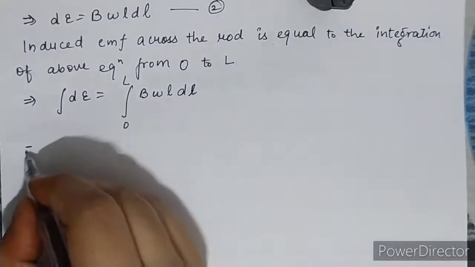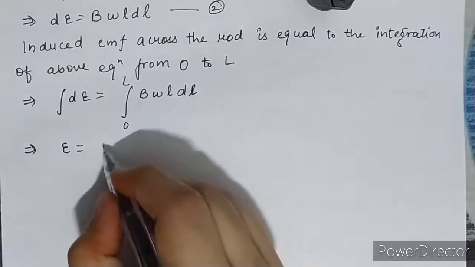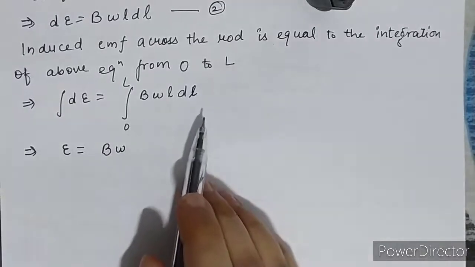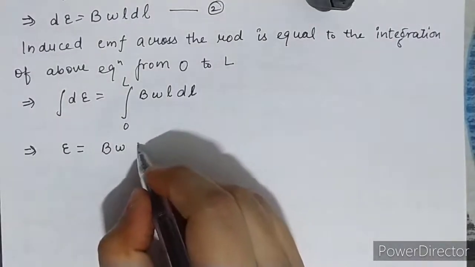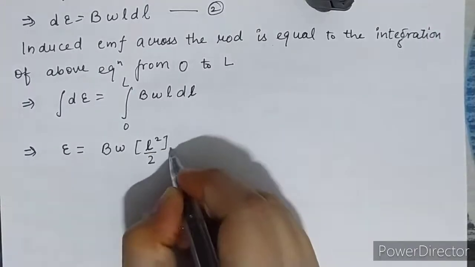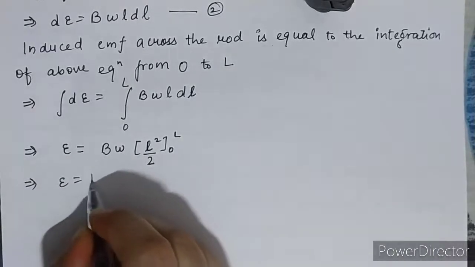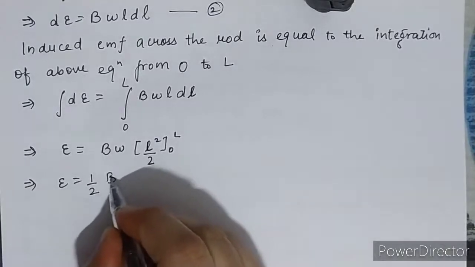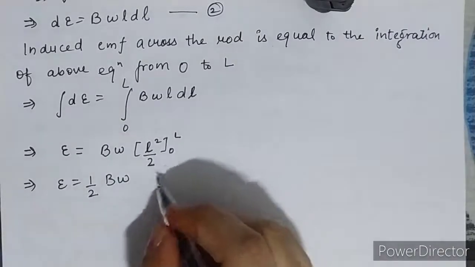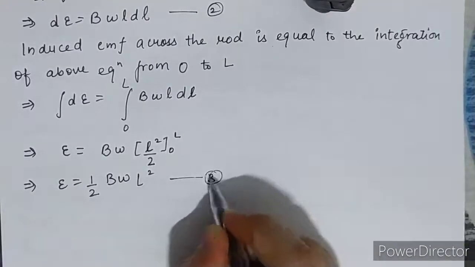Now the integration of dE is E. You know it very well. B and omega are constants. The integration of l dl is l squared by 2, from 0 to L. So E equals half B omega, and in place of l I place the values capital L and 0, so L squared minus 0 squared. So directly I am writing here E equals half B omega L squared, equation number 3.